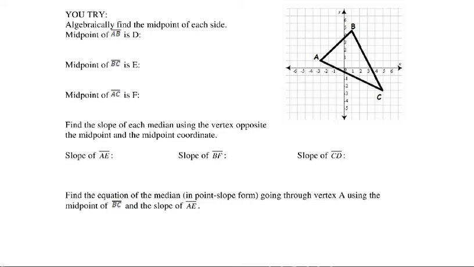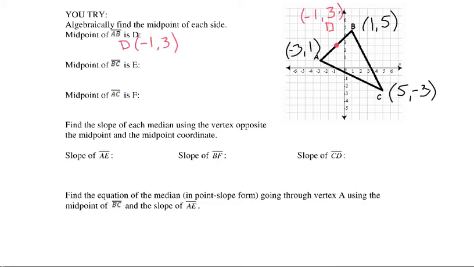The first answer you should get for the midpoint is (-1, 3), and I showed it on my graph already, along with the original vertices. Your midpoint of point E should be (3, 1). On the last coordinate, the midpoint of AC for point F is (1, -1).